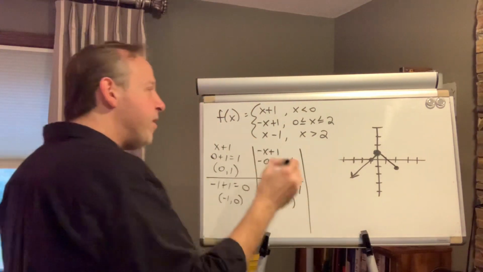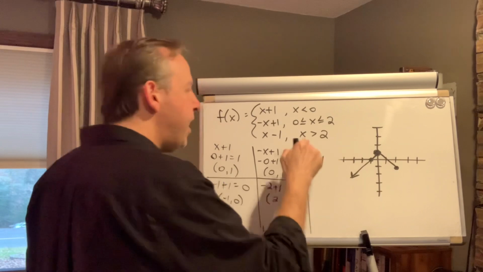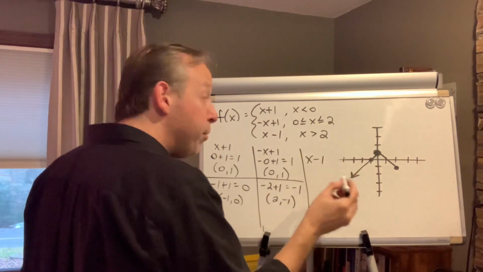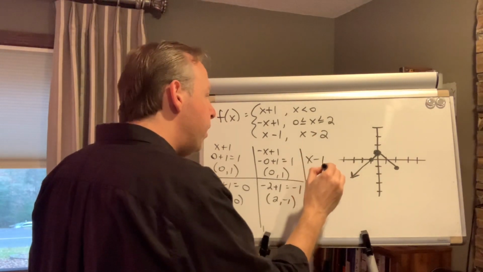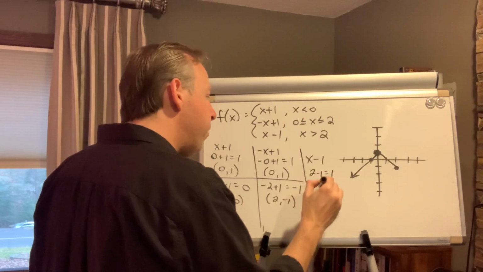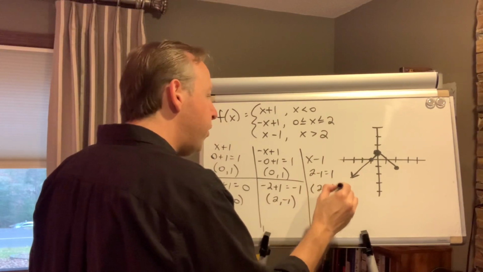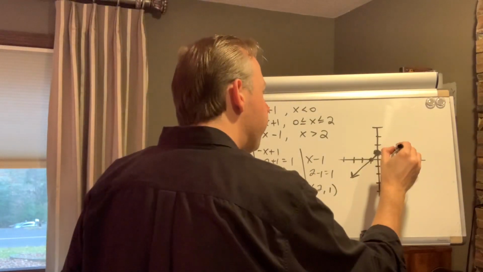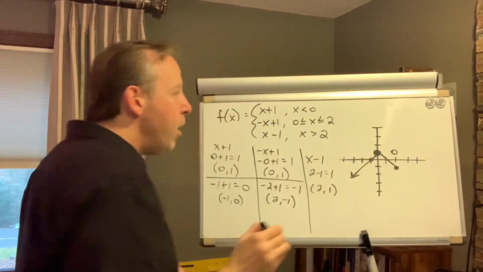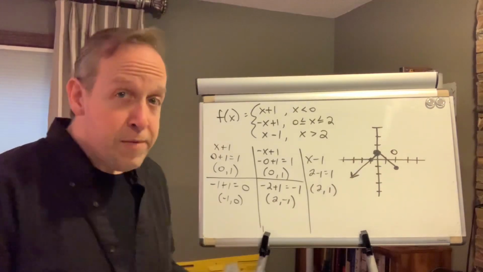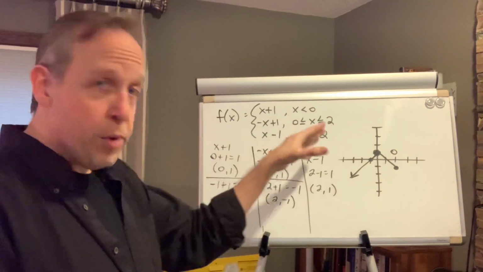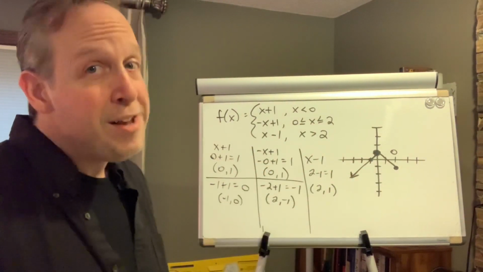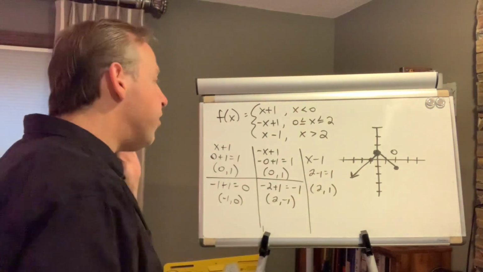The last piece says x minus 1 for any x above 2. So plug in 2. 2 minus 1 is 1. So that's the coordinate 2, 1 with an open dot. Where does it go? Well, just like the previous one, we can choose a number more than 2, or we can use the slope. Either way is fine. Let's choose a number this time.